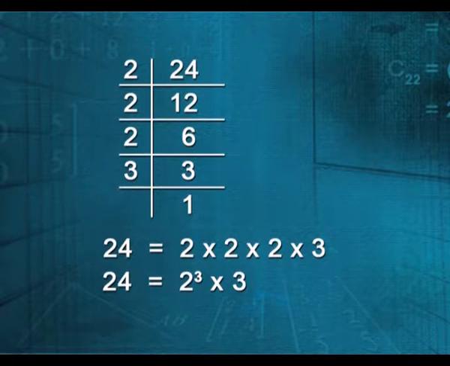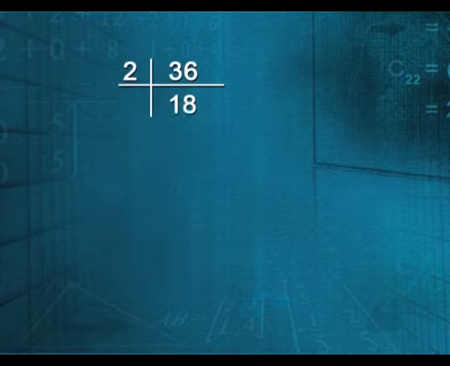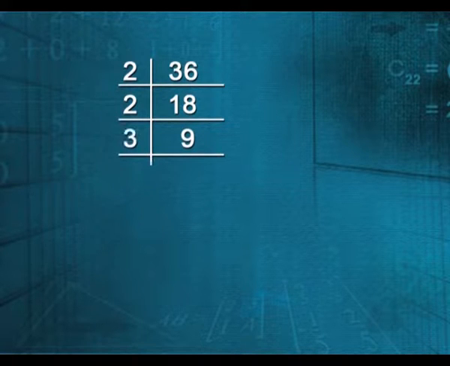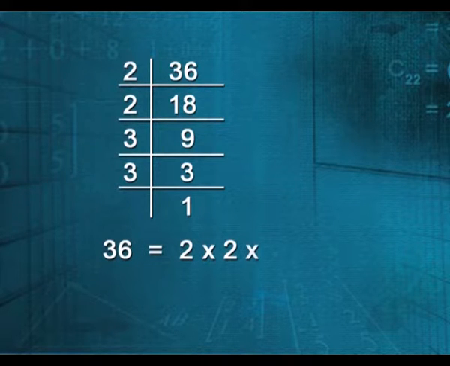Let us take one more example, 36. Suppose you want to write 36 in the form of prime factorization. You will divide 36 by 2, you will get 18. Divide 18 by 2, you will get 9. Divide 9 by 3, you will get 3. Divide 3 by 3, you will be left with 1. So, 36 can be written as 2 multiplied by 2 multiplied by 3 multiplied by 3.